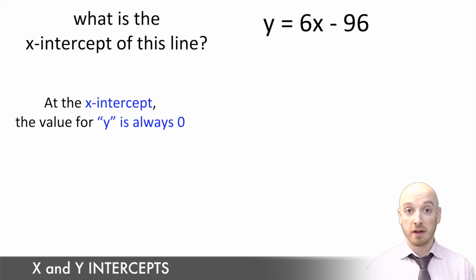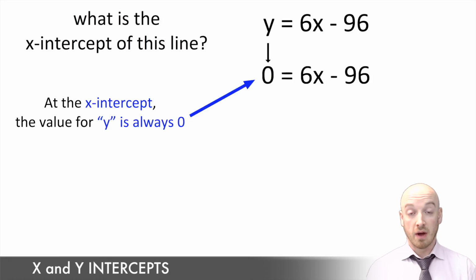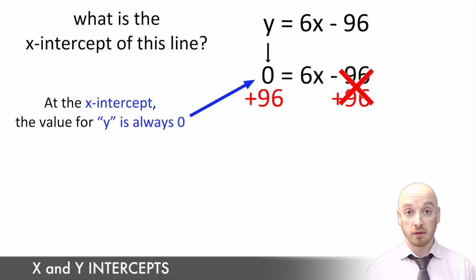And when I know what a value is, it's not a variable anymore. So I can take the y out of the equation and replace it with 0. That's because I'm trying to find the x-intercept. So after I take out y and replace it with 0, I'm going to do a little bit of math here, isolate the x, and figure out that when y is 0, x is 16.